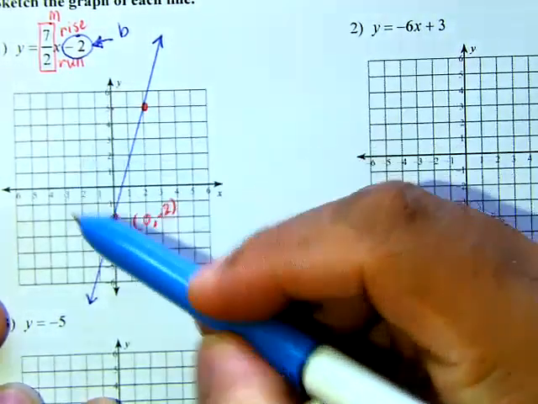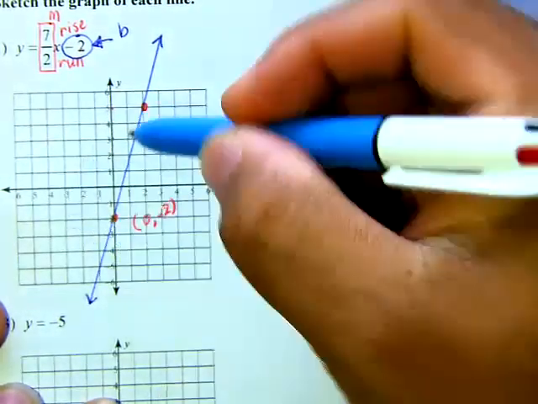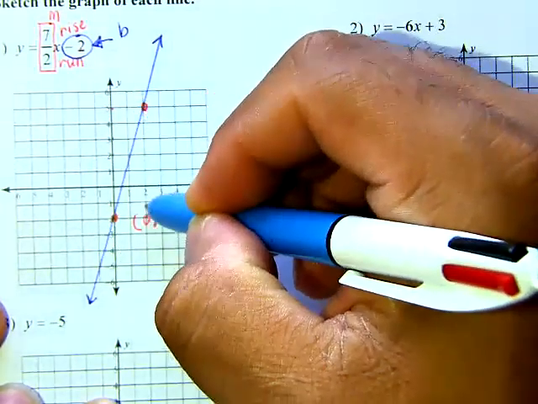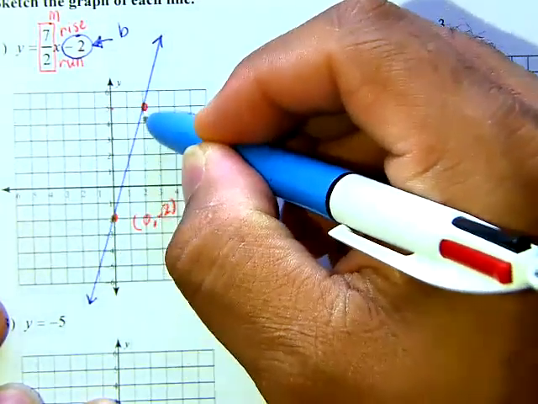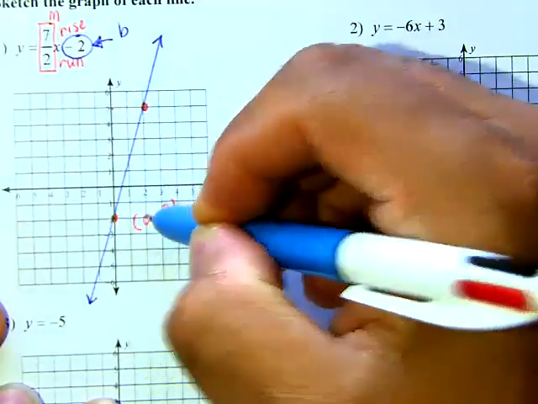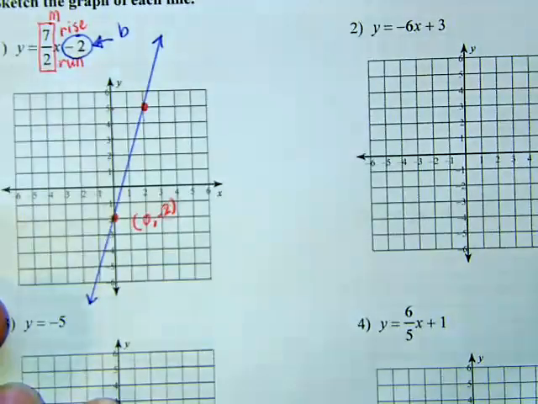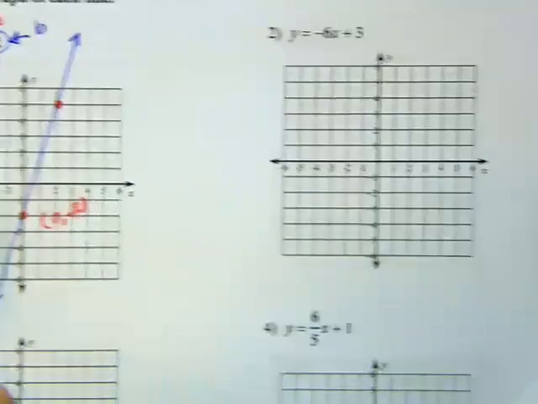I have a y-intercept of -2, and I have a rise of 1, 2, 3, 4, 5, 6, 7, and a run of 2. There we go. Let's take a look at another example.